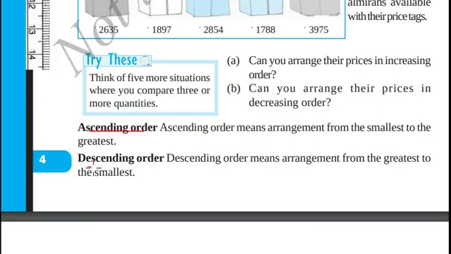Ascending order and descending order. Ascending order means arrangement from smallest to greatest, whereas descending order means arrangement of objects or numbers from greatest to smallest.